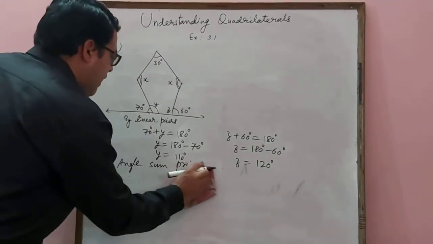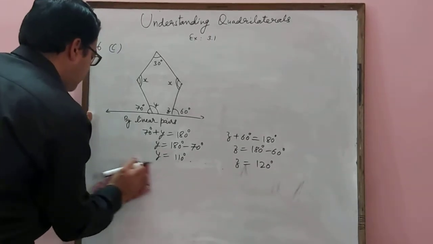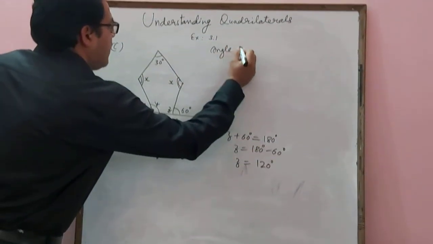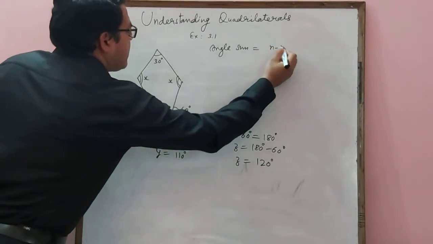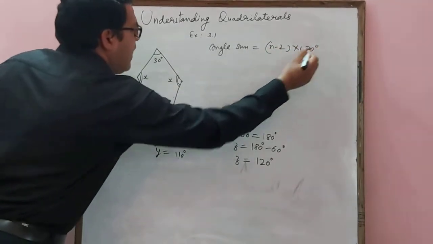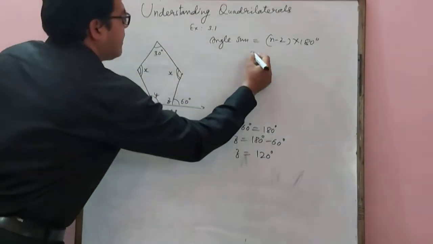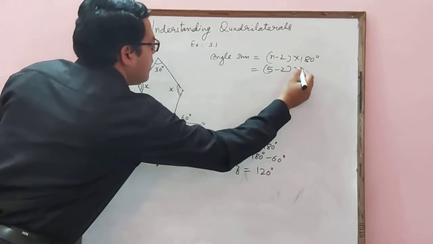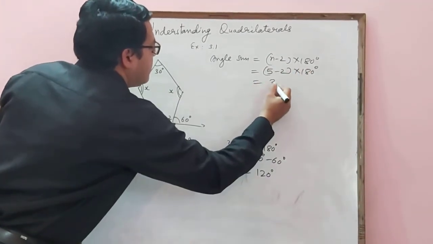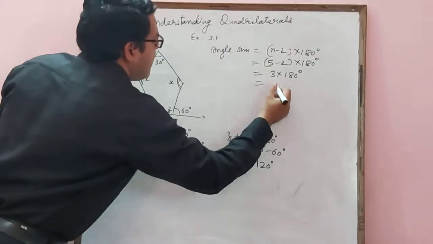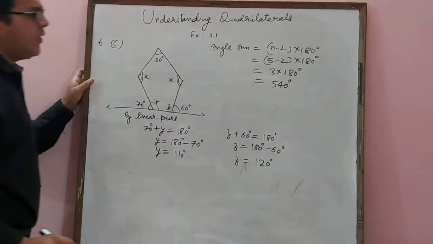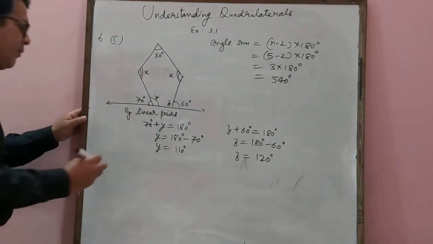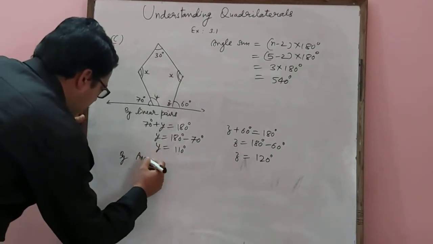So, first you need to find the angle sum for the pentagon. How can we find it? The formula we know is angle sum equals n minus 2 into 180. First you need to find the angle sum. What is the sum of all the interior angles? And we know n is 5 because there are 5 sides, so 5 minus 2 into 180, right? 3 into 180 means 540. So, the sum of all the angles is 540. Now we can use here the angle sum property.